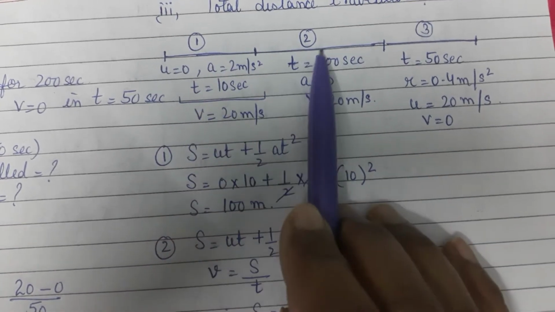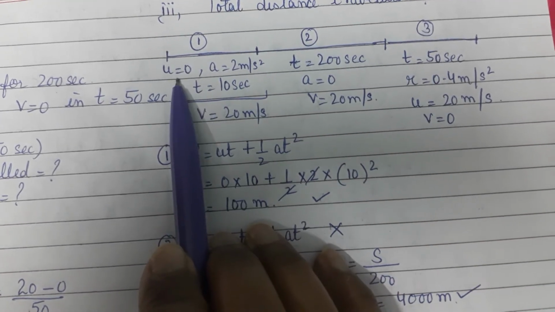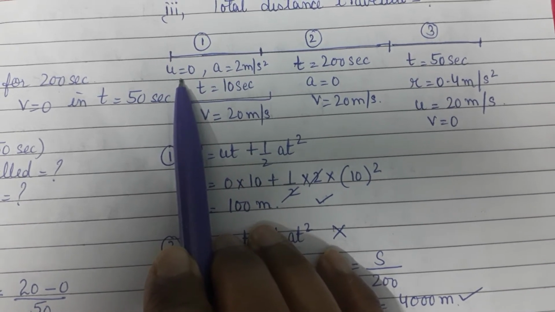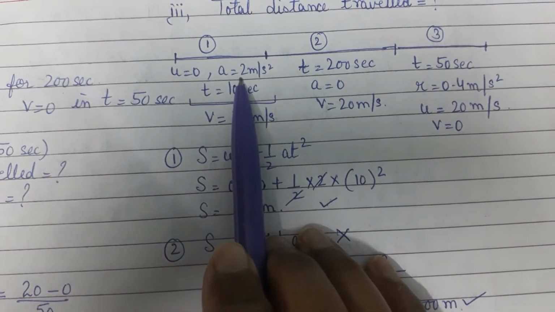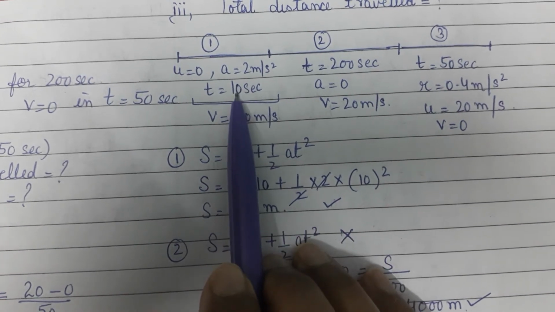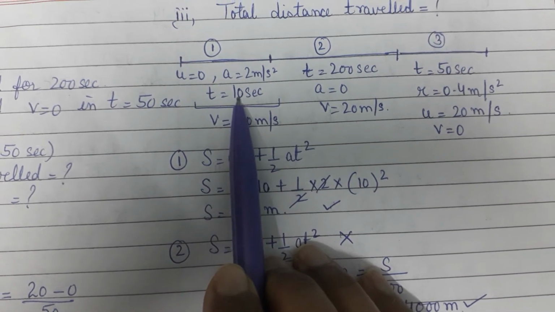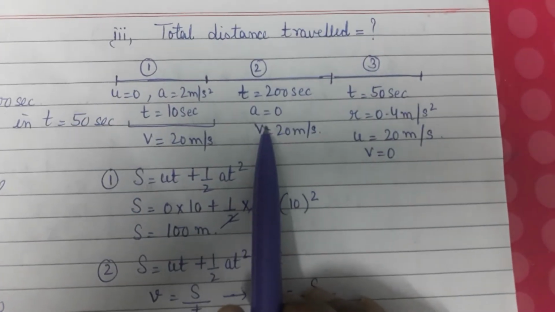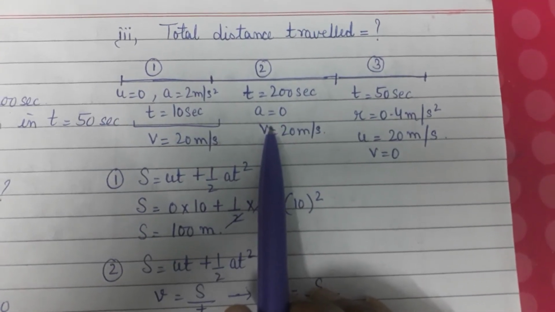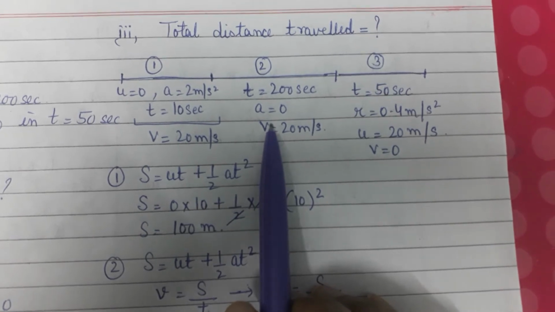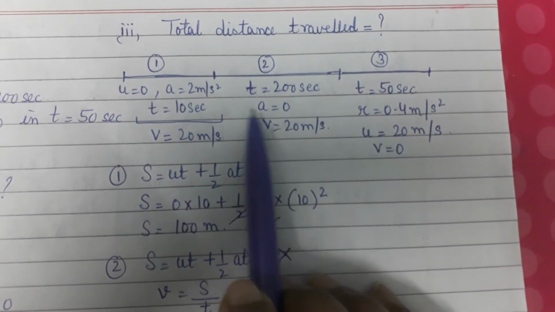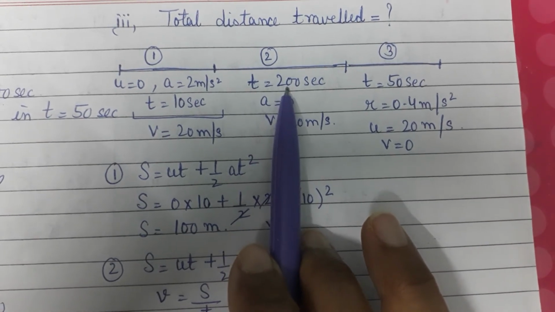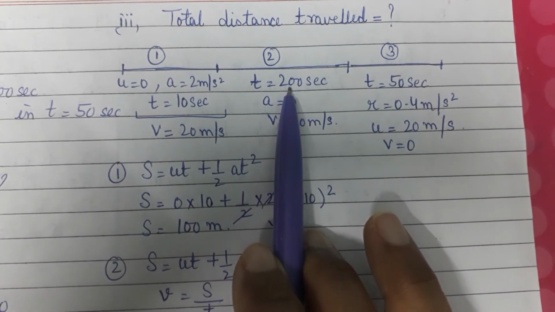There are 3 slots in this question. First of all, the first slot is train is starting from rest, right? And it has an acceleration of 2 meters per second square, right, in 10 seconds. This is the information for the first slot. Okay. Then in the second slot, it has been mentioned that the train maintains a constant speed. It continues to move further for 200 seconds.